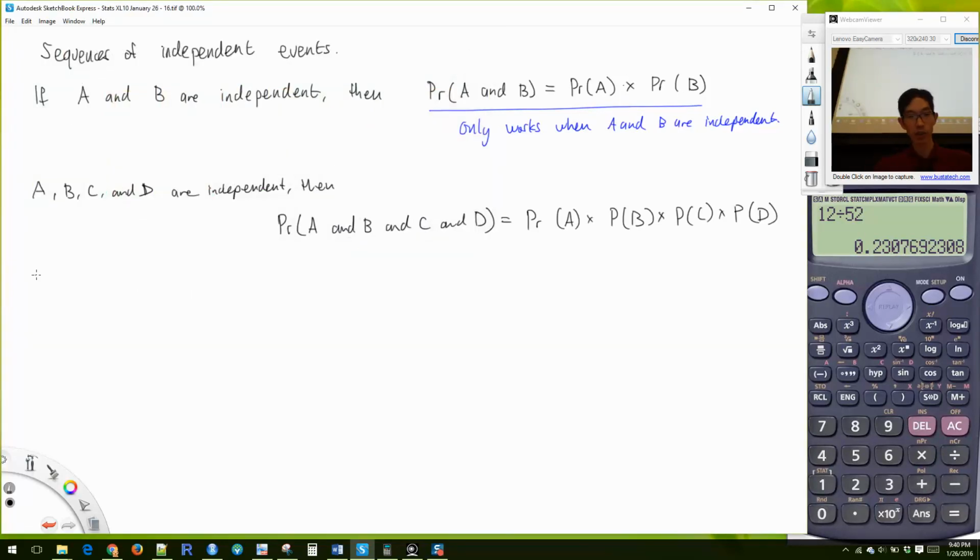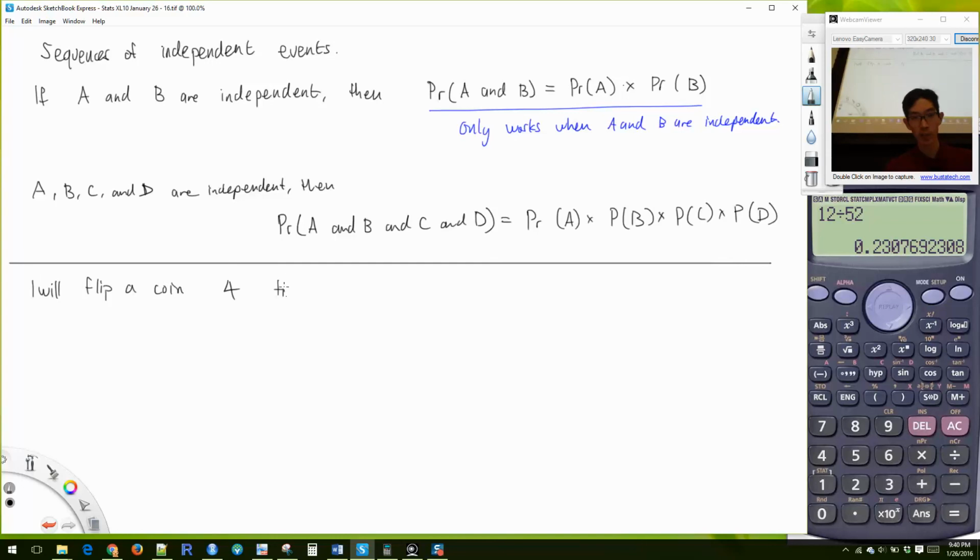All right, so let's try out an example here, okay? I will flip a coin four times. What is the probability I get the sequence heads, heads, tails, heads, okay? So I'm going to flip it four times. What's the probability that I get this exact sequence, okay? Each flip is independent, right? So whether I get tails on the third flip has no impact on the fourth flip and is not influenced by the first two flips, okay? So because they're all independent, I can just multiply all of these together.